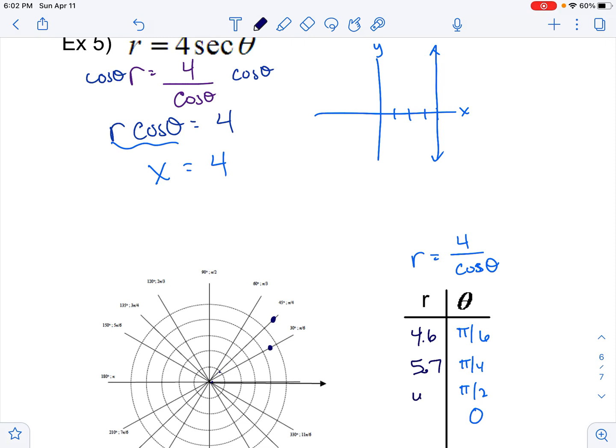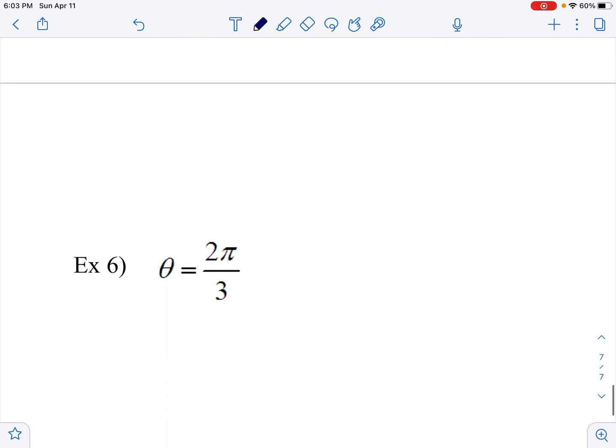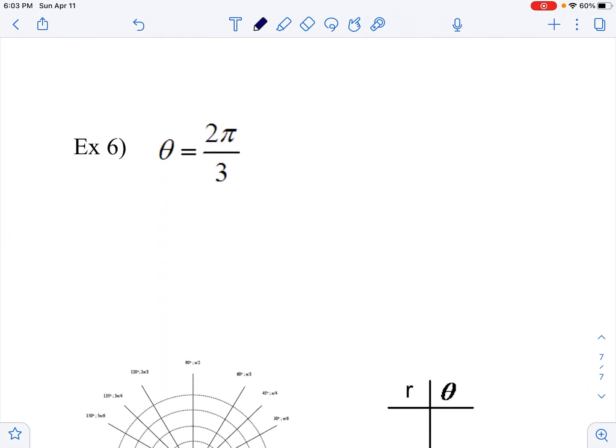If I plug in pi over 2, that actually gives me undefined, because the cosine of pi over 2 is 0. And if I plug in 0, I get 4. So when I rotate to an angle of 0, I go out 1, 2, 3, 4 circles. And again, you start to see that vertical line forming. We could try more points, but once you know what the shape is going to be, we are good to go.